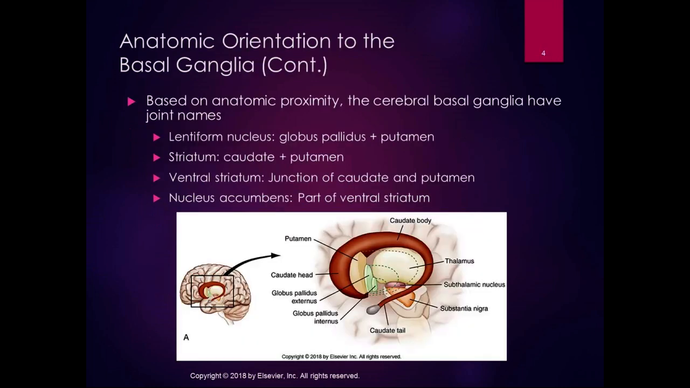So, based on anatomic proximity, the cerebral basal ganglia have joint names, names that join two of them together. The lentiform nucleus is the globus pallidus and the putamen together. The striatum is the caudate and the putamen together. The ventral striatum is the junction of the caudate and the putamen. And the nucleus accumbens is part of the ventral striatum.